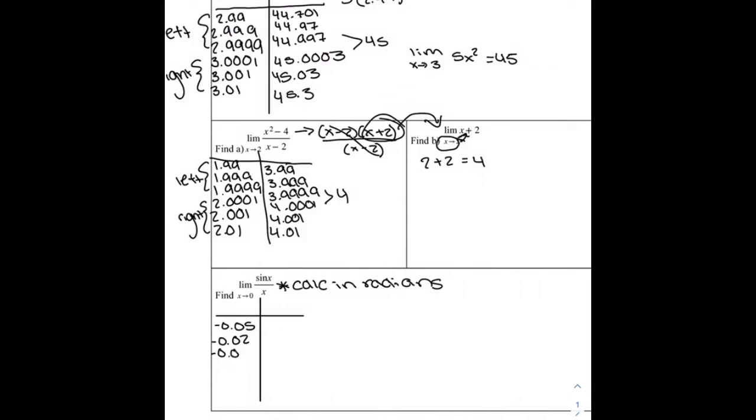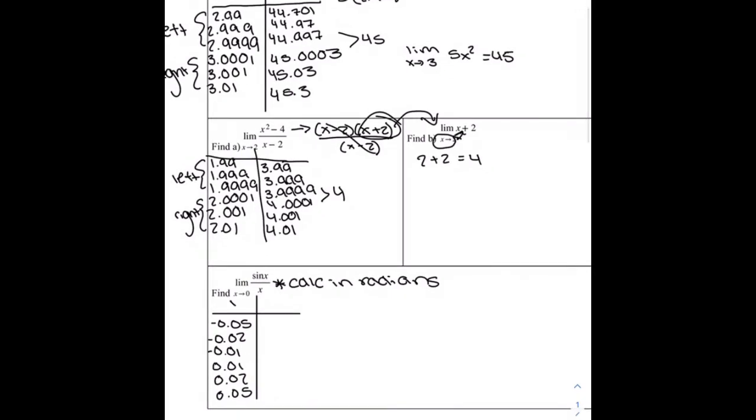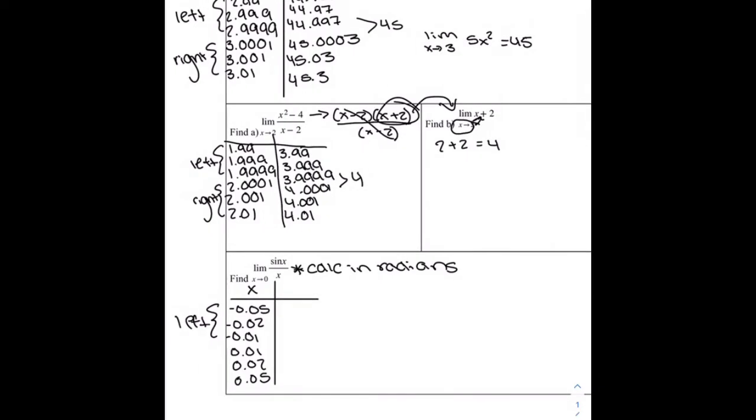It doesn't really matter what these numbers are in your table. They just need to be less than 1 away from the number you're approaching. So these are the left, and these are the right. Again, make sure your calculator is in radians, and then go ahead and plug in.